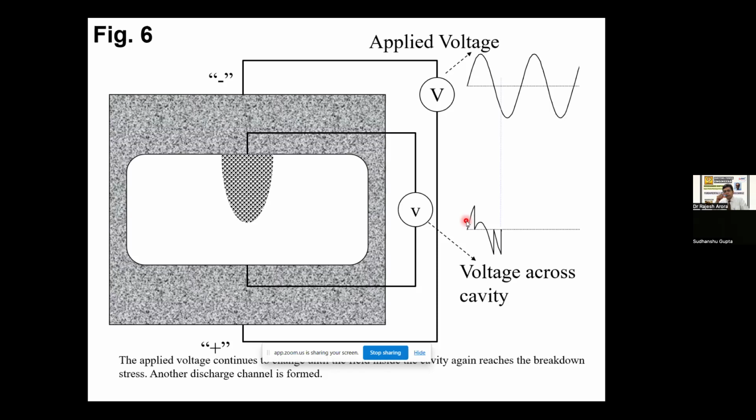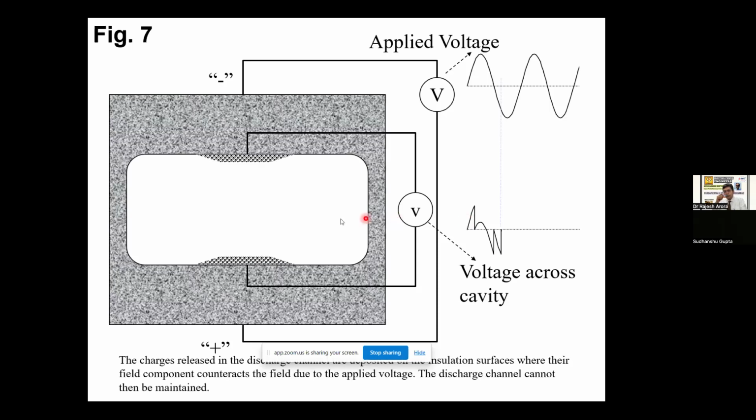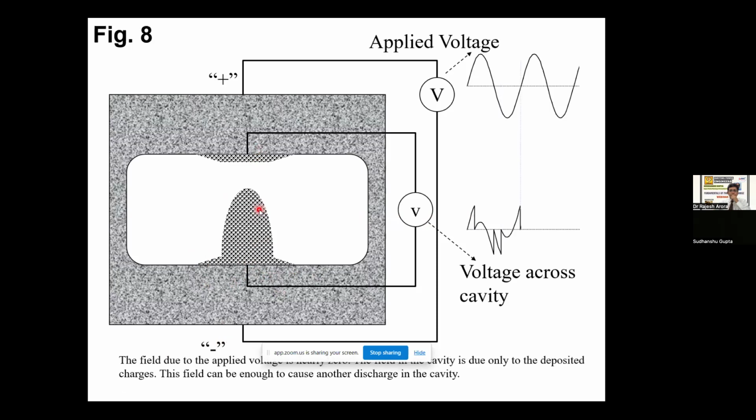So the discharge channel will form, and this time the charge will be opposite. If here you have positive, then on this side it will be a negative charge, and here it will be a positive charge. And after this applied voltage, the same activity starts: you have a discharge here, and then the next cycle starts.